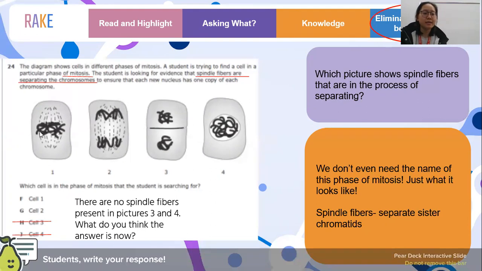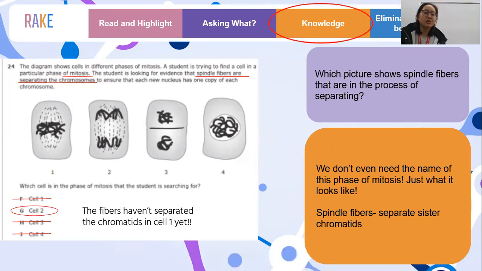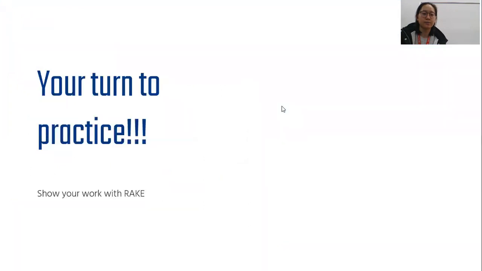The spindle fibers in 3 and 4 aren't even present. So automatically, you can get rid of them, right? Take a quick guess now which one you think it is. The answer is going to be cell 2 in the very end, because while in cell 1 there are spindle fibers, they haven't separated the chromatids from each other yet. Only in 2 are they actually separating these sister chromatids to the opposite end of the cell, just as the description was asking us for.